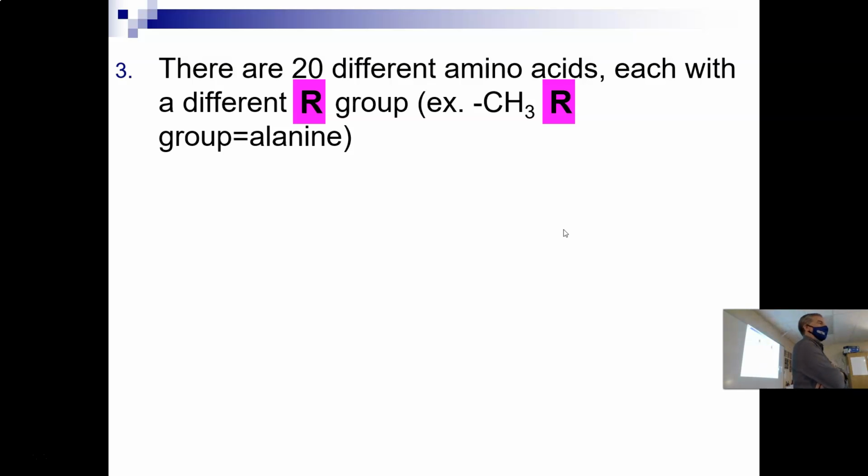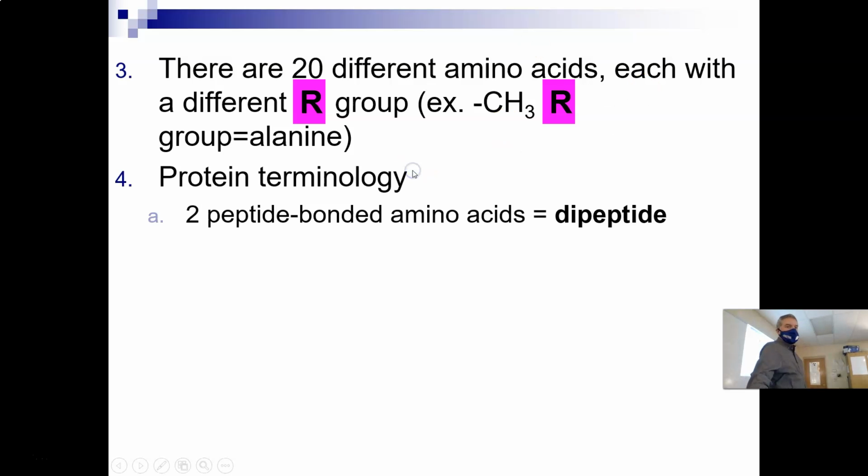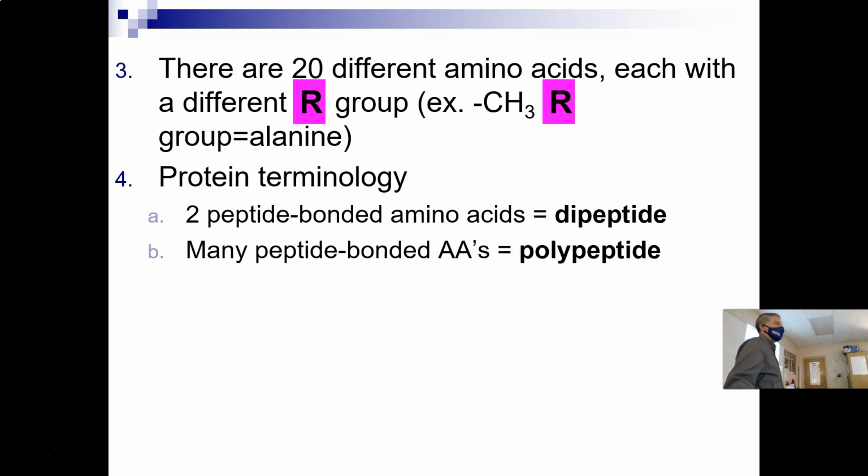It's an amino acid, right? But if it has something real basic hanging off the side, it's going to turn that protein a little bit basic. Depending on what's there in what order, that's what makes proteins the way they are. So, like we said, bond two together, it's a dipeptide. More than two, it's a polypeptide.